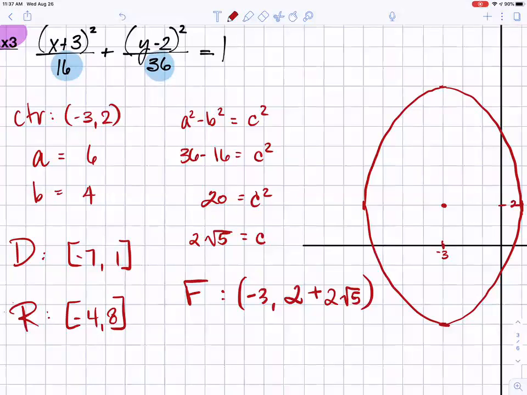Or if you blink, you're going to miss this. Look up on the screen for a minute. You ready? There it is. If you want to write them separately, that's fine. But you don't have to.